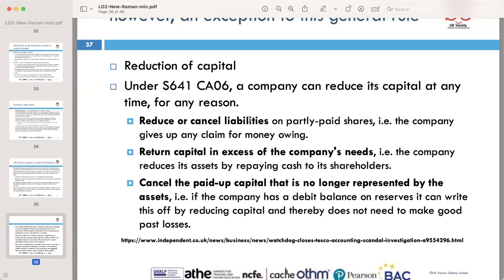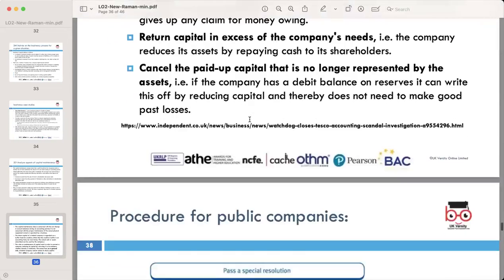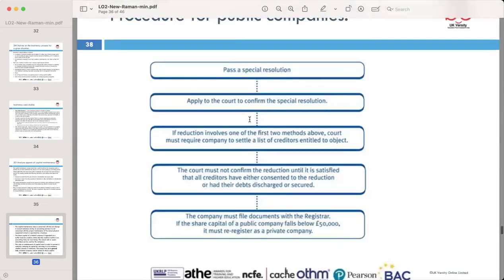Procedure for public companies. The procedure for public companies follows distinct steps. Here are the details of these procedures: pass a special resolution, then apply to the court to confirm the special resolution. The reduction involves one of the first two methods above.